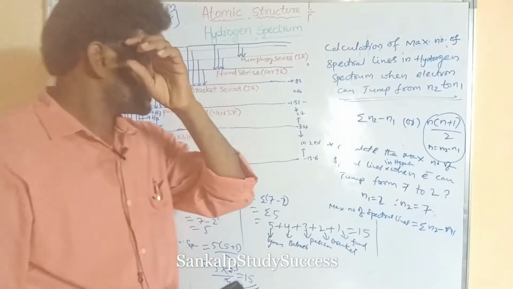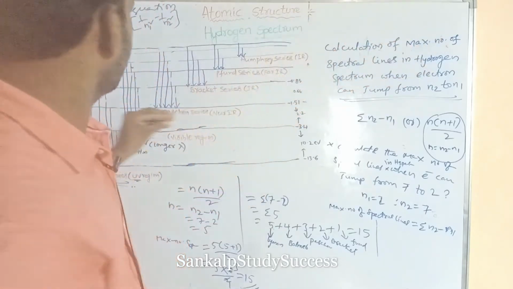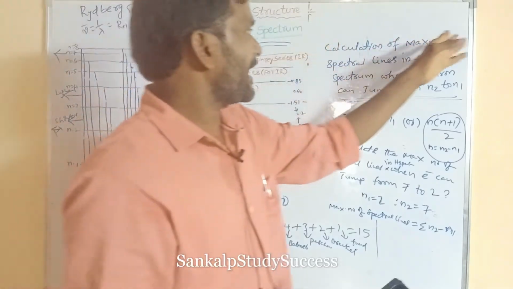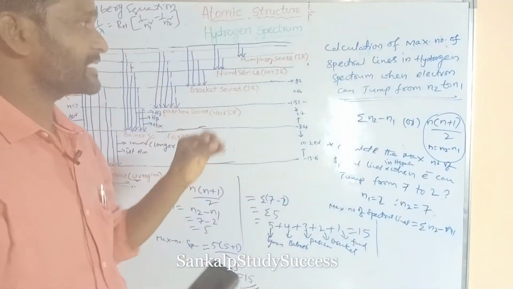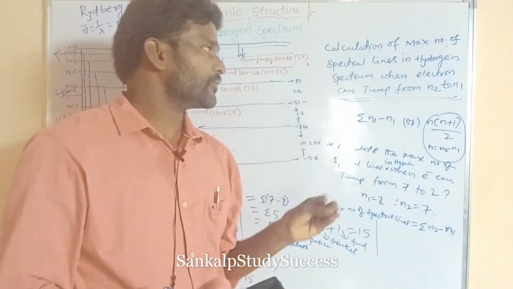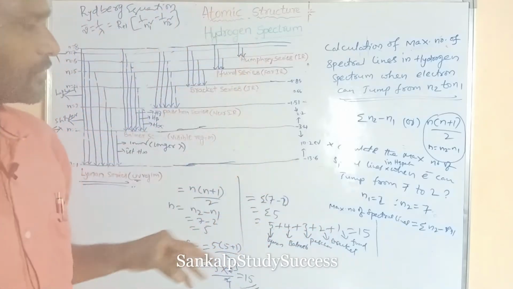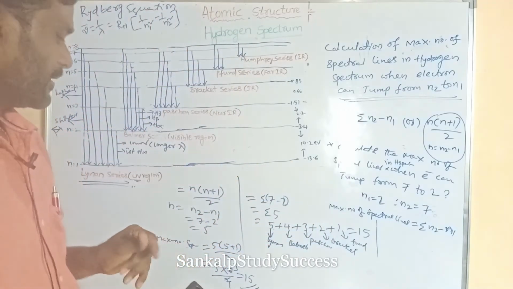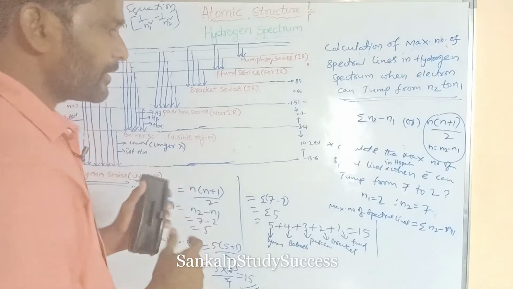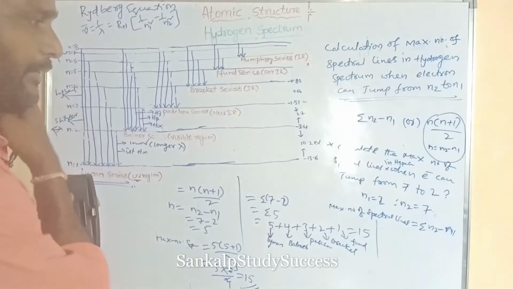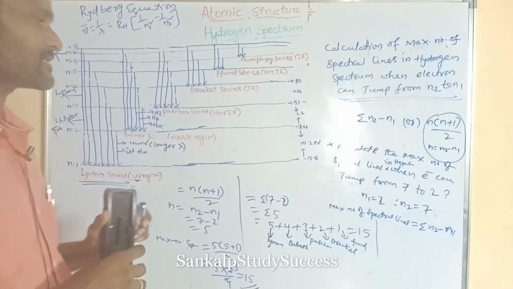Okay, this is the calculation of the maximum number of spectral lines in the hydrogen spectrum when an electron can jump from n2 to n1, or from a higher energy level to a lower energy level. Okay, next, I am going to explain another sum.